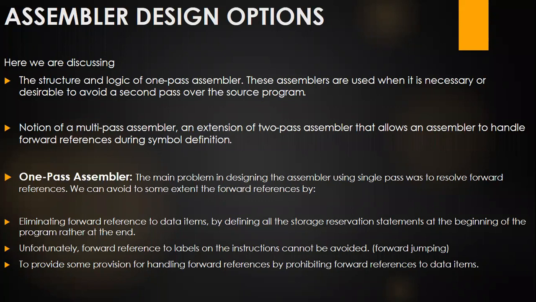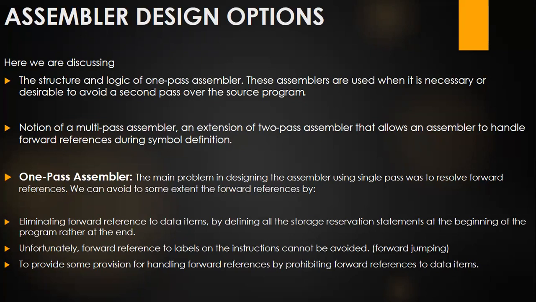My example: if the program begins at location 0, at location number 50 we are using one operand, but that operand is declared and defined at line number 100. We use a particular operand at 50, but its value is defined at location 100. That reference we call a forward reference, meaning before defining a particular operand, we are trying to use it.